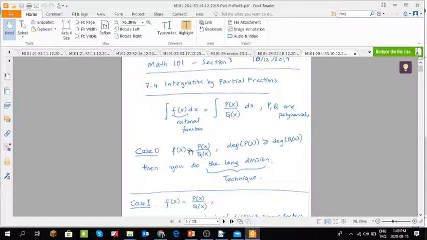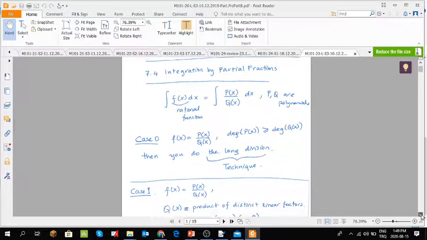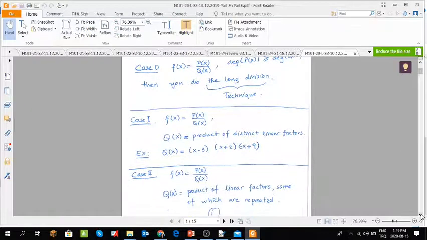For case 0, the partial fraction is p over q, where the degree of p is bigger or equal to the degree of q. We do the long division, that's the technique. Case 1, p over q, when q is the product of distinct linear factors, like for example q: x minus 3, x plus 2, minus x plus 9.